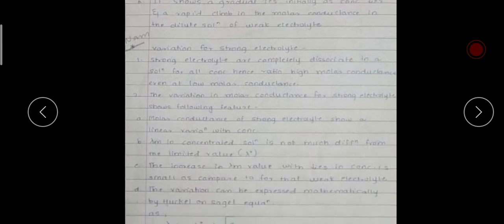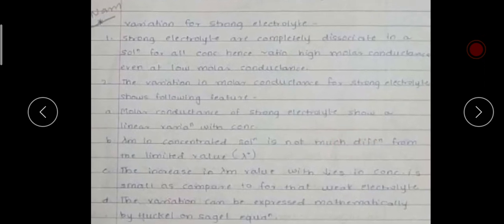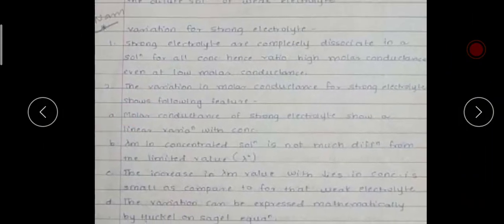Then we talk regarding the strong electrolyte, which completely dissociates in solution for all concentrations. Hence, it shows high molar conductance even at high concentration. The variation in the molar conductance for the strong electrolyte has the following points. Linear variation with the concentration is there. The second point is lambda m in concentrated solution is not much different from the limiting value. The increase in lambda m value with decrease in concentration is small as compared to that of the weak electrolyte.